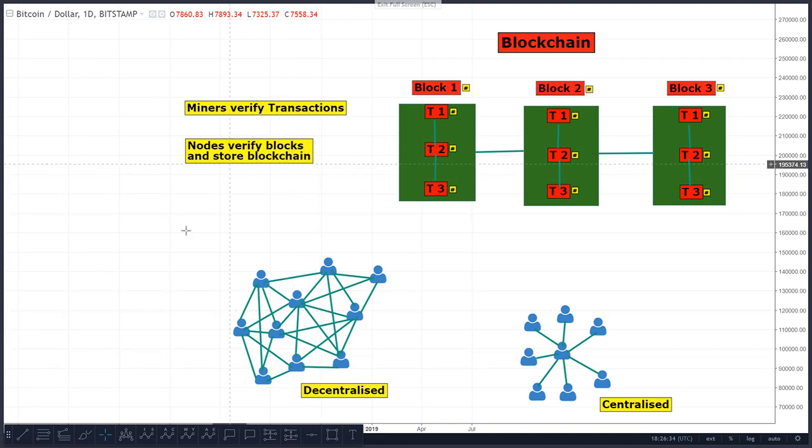It's this network of nodes that verify each block, and each block is verified by the miner, and the miner, for doing that work, will get paid in Bitcoin. Yeah, that's how the system works. And yeah, so that's pretty much, in a nutshell, how I would explain it.